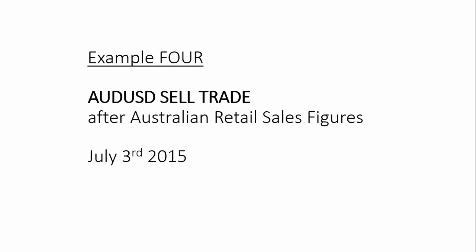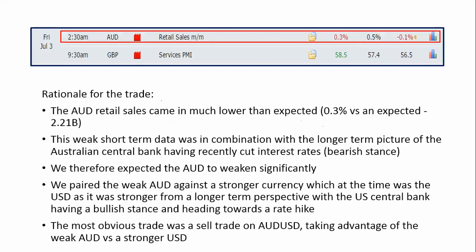Okay, example 4. An Aussie dollar sell trade after the Australian retail sales figures on July the 3rd, 2015. Again, same process. I'm repeating it, so it becomes second nature for you. Okay, so Friday, July the 3rd at 2:30 a.m., Aussie dollar retail sales came out at 0.3, which was worse than the expected figure of 0.5.